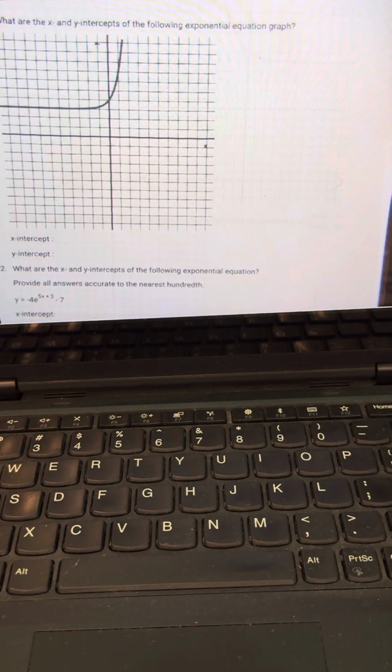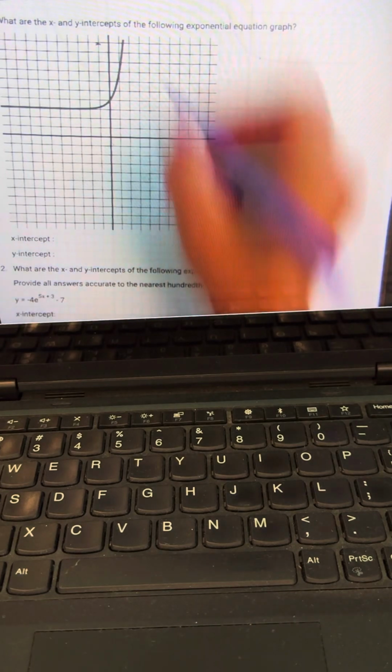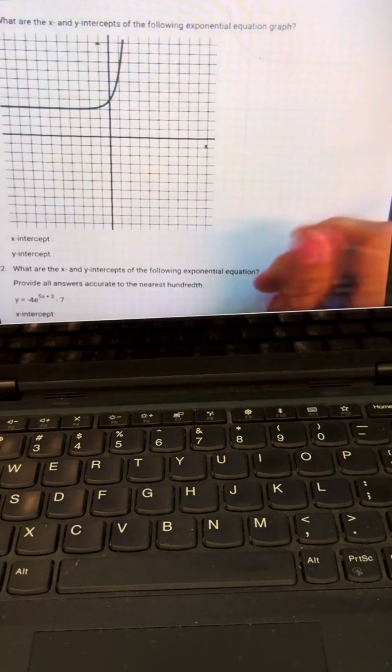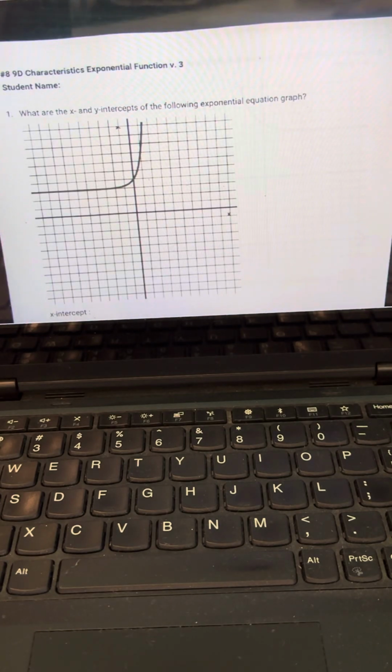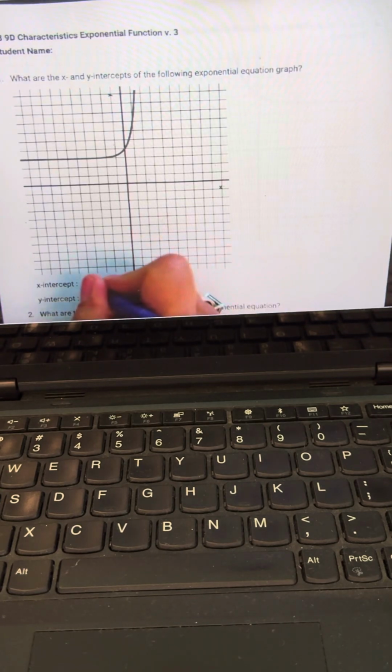Which are the x and y intercepts of the following exponential equation? So x-intercept, first off, this is the x-axis. Is it ever going to cross the x-axis? No. So are we going to have an x-intercept? No. So it doesn't exist. Correct. Because it doesn't cross it.